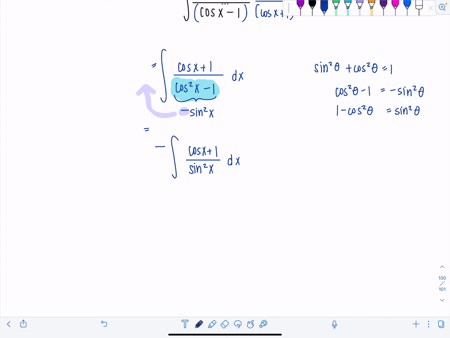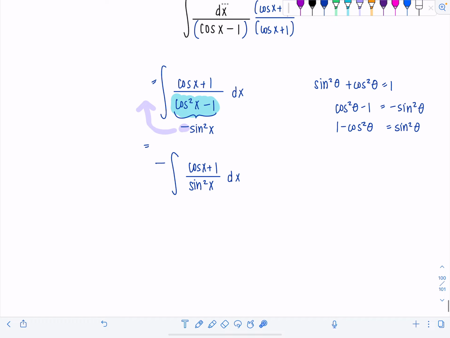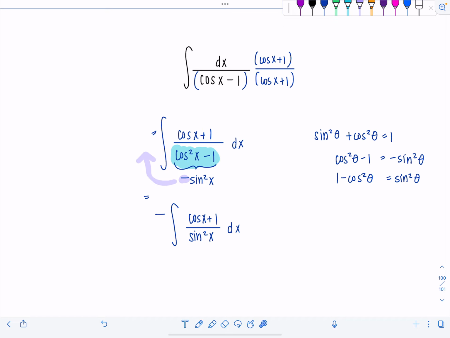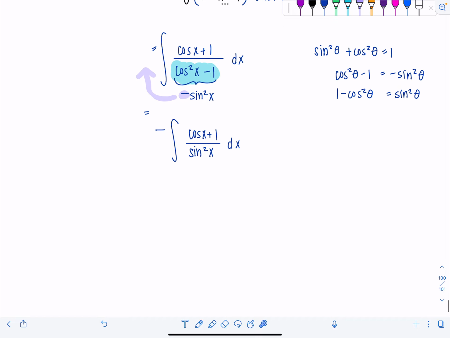And now I'm happier. Why am I happy? Well, because now I have two terms in the numerator. See how before we had two terms in the denominator? That's not ideal. But now that we have one term in the denominator, I can split it and write it separately under each of the terms in the numerator. So now I have cosine x over sine squared x plus 1 over sine squared x dx.